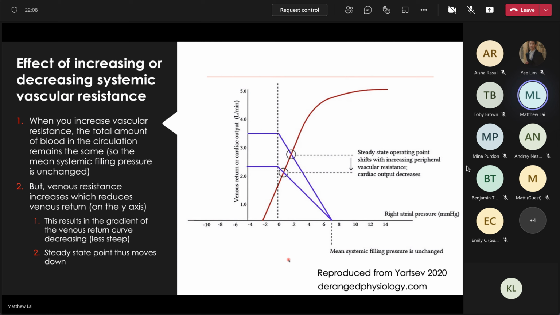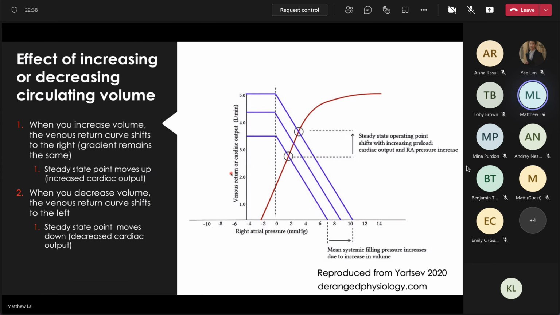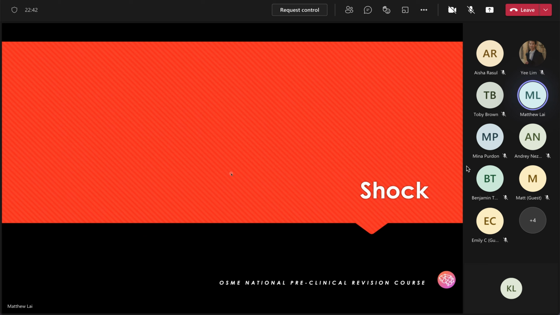Okay, so if that's good, what we can do now is, I'll come back to using these Guyton curves to model shock and things, because it's not going to make much sense until we've actually covered what shock is. So I'm going to go back to shock here. And then we'll come back to modeling shock later, using the Guyton models.